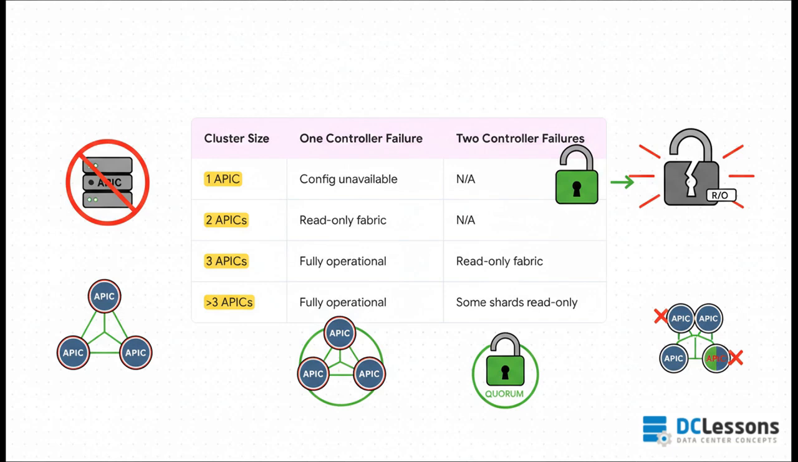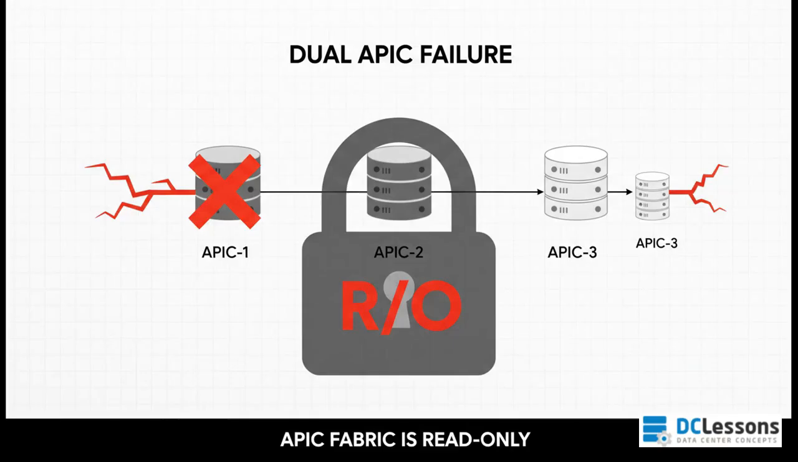And that's all thanks to a concept called quorum. So for most real-world deployments, a 3 APIC setup is pretty much the standard. But you have to be aware of the risk. If you lose 2 of those controllers, your entire fabric gets frozen in place. It becomes read-only. That means no new apps, no policy changes, no modifications whatsoever until you can get at least one of those APICs back online and regain that write access. This is exactly why monitoring your APIC health is so incredibly critical.